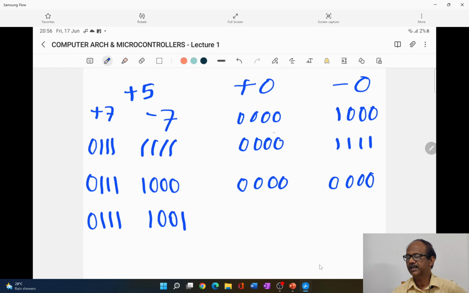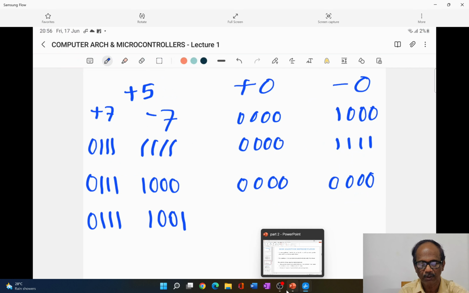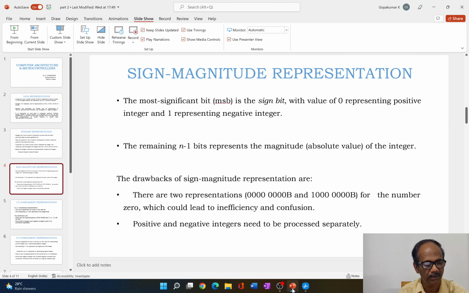Whereas for sign magnitude as well as 1's complement scheme, representation of plus 0 and minus 0 are distinct, and that should not happen. And this is one major reason why only 2's complement notation is used in computers, because the important reason being representation of plus 0 and minus 0 is unique. I think it's clear to you. Now let us go to the presentation part.